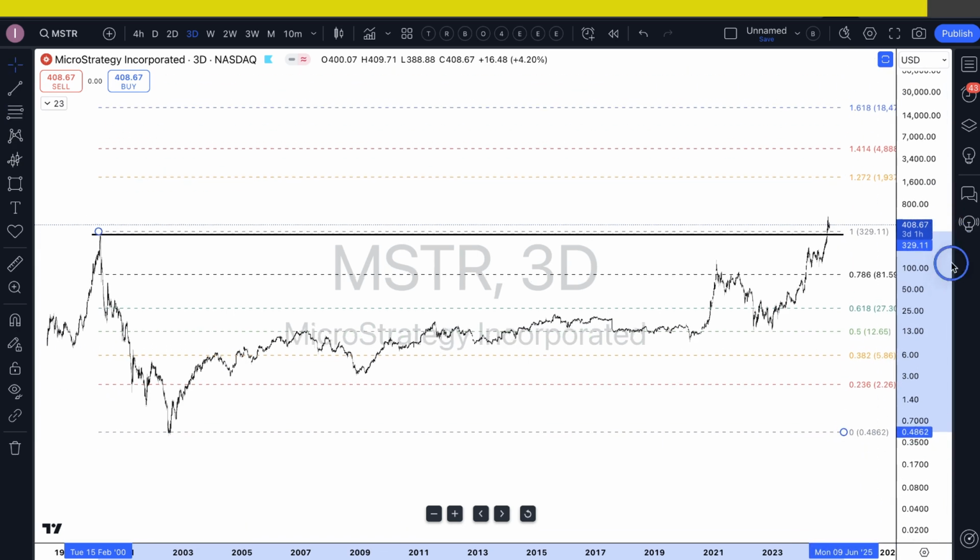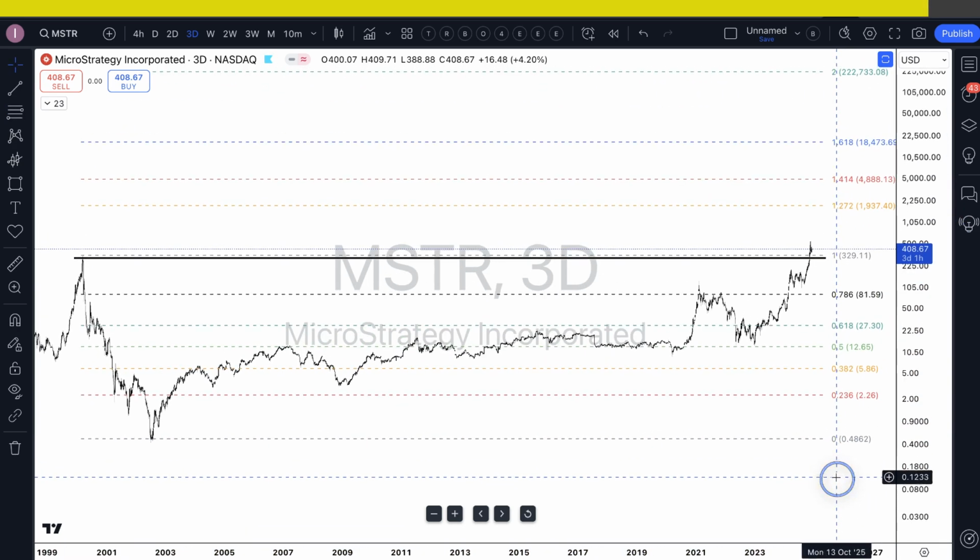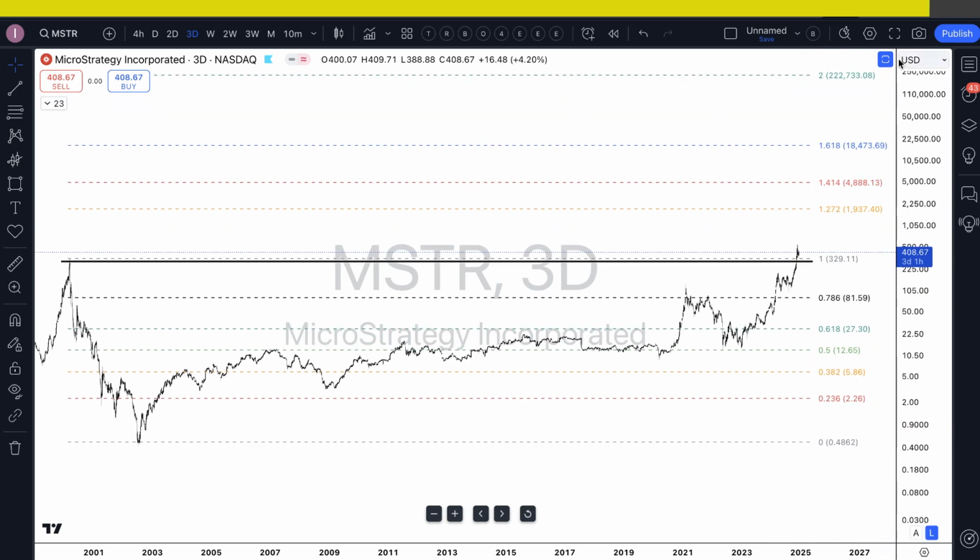But this is where it gets absolutely insane. Let me just leave you with this. Because by the way, if you had to make a position on anything, this might be it. And I say that because for every percent that Bitcoin goes up, MicroStrategy goes up like 4 to potentially 6%. So you can see right here, price is just above that neckline and price is at $408.